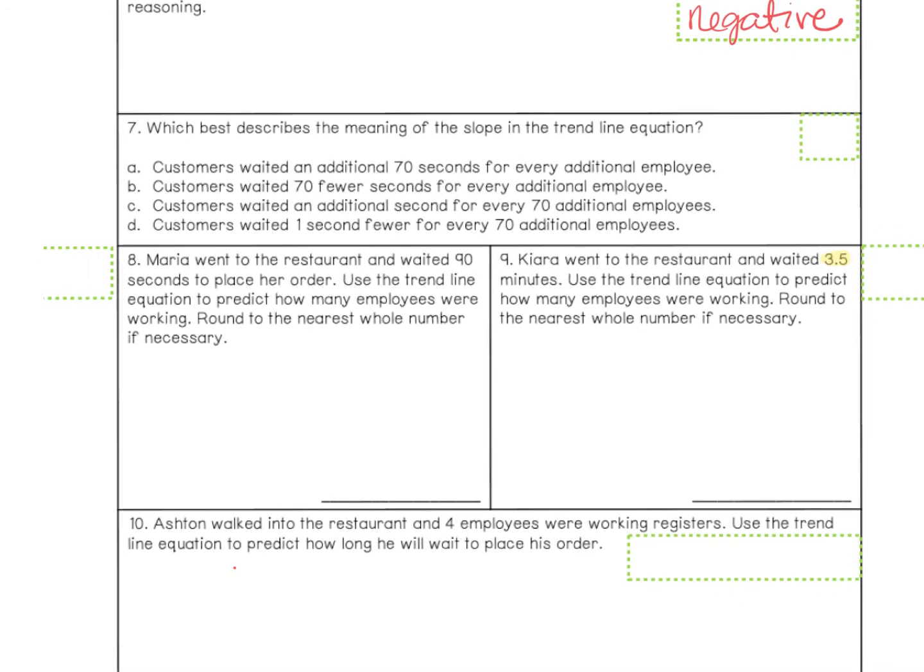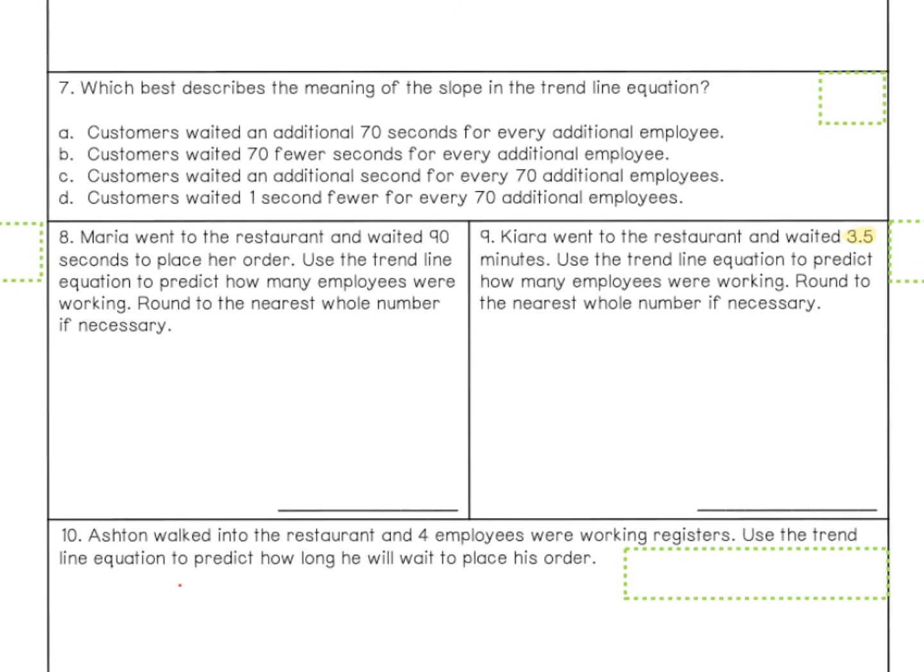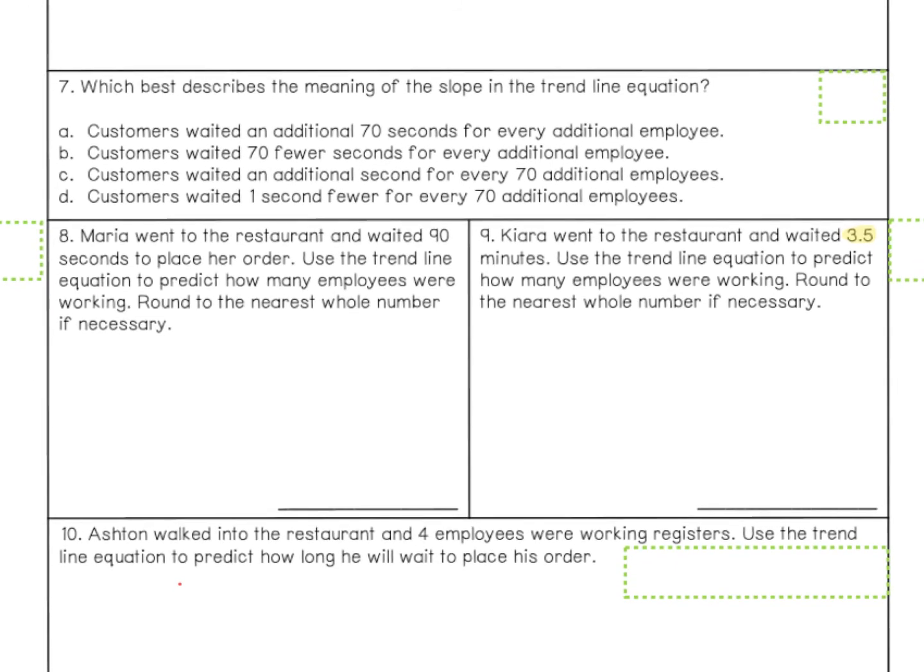Number 7. Which best describes the meaning of the slope in the trend line? So the slope is negative 70, and we know they told us that y is the amount of time in seconds, right? So let's think about that. Slope is always y over x. In this case, I know this refers to 7. I'm writing in the space for 6. Forgive me. Anyway, y is the wait time in seconds over x, which is the number of employees. We'll call them workers.